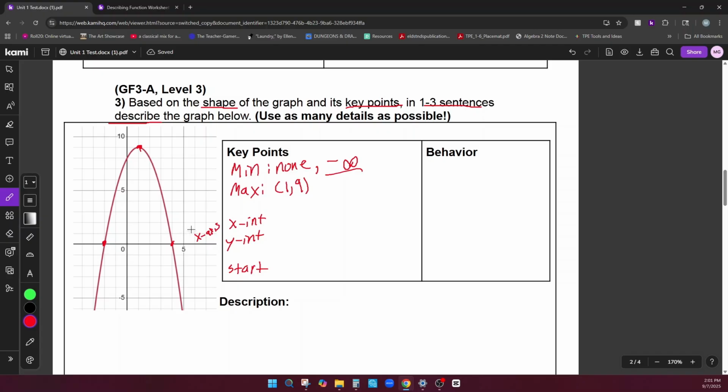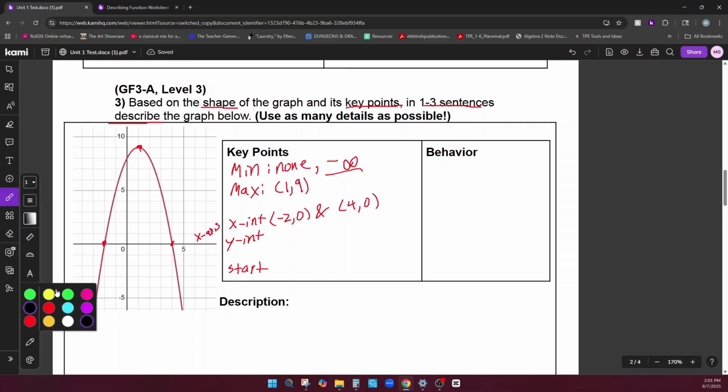And my graph goes through these two points. Those two points being -2, 0. And we go over 1, 2, 3, 4. We go over to 4, 0.